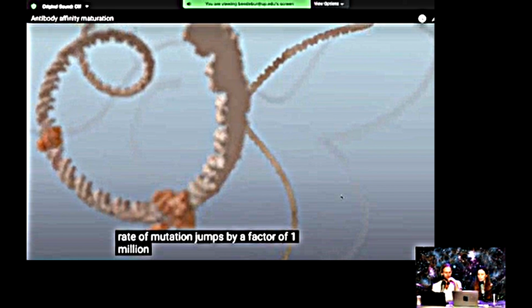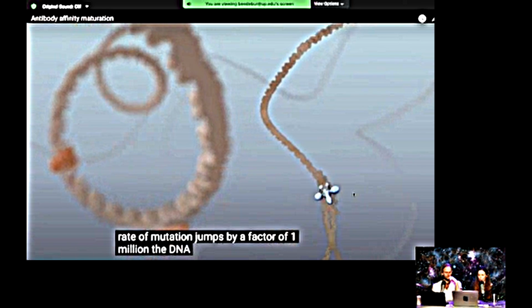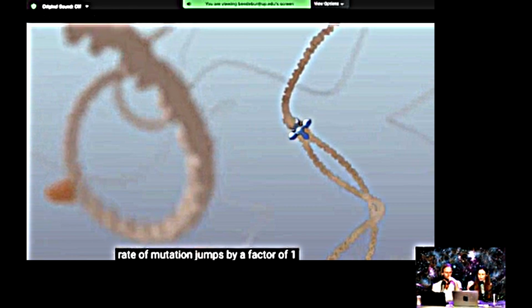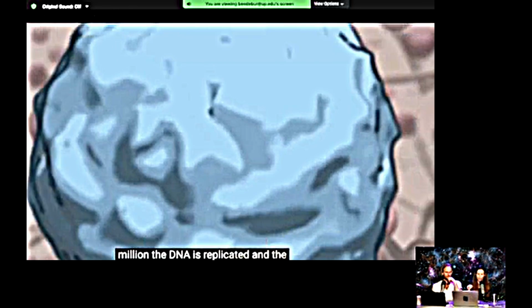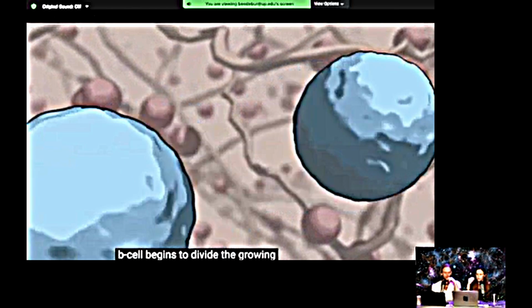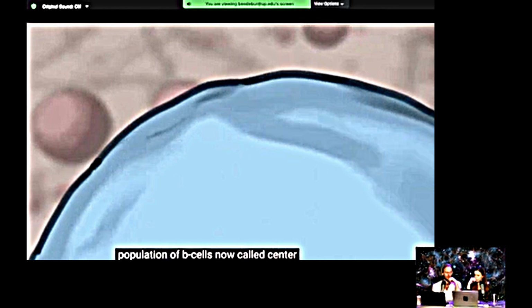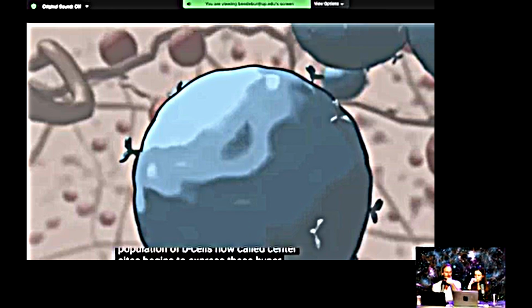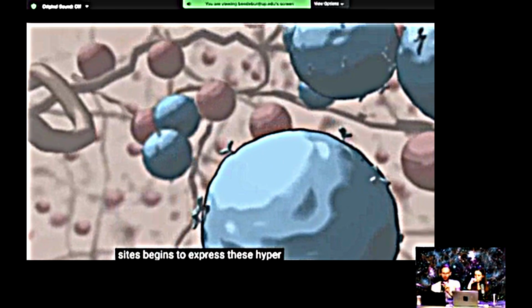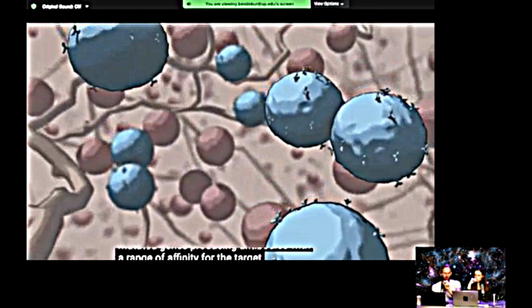And so what it's saying here is that the rate of mutation, as it's transcribing the specific section, goes up by a factor of 1 million. That's just wild. And it's only on this very specific part of the antibody that the mutation is happening.